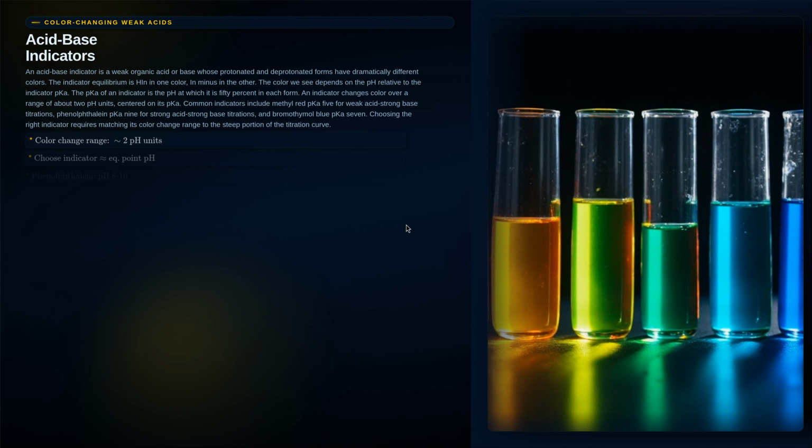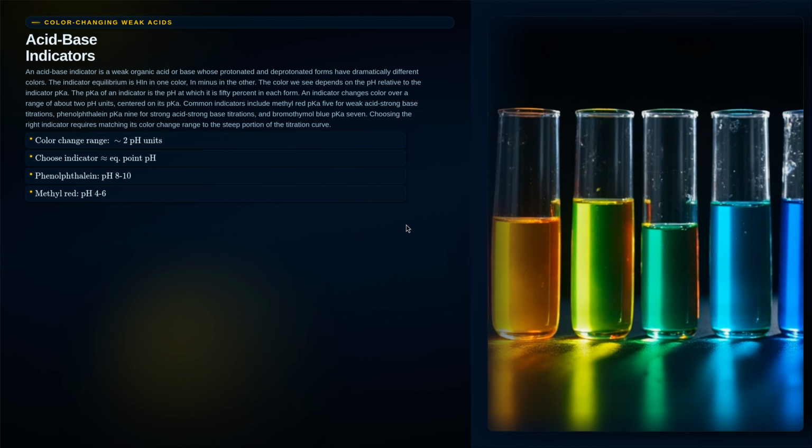An acid-base indicator is a weak organic acid or base whose protonated and deprotonated forms have dramatically different colors. The indicator equilibrium is HIn in one color, In- in the other. The color we see depends on the pH relative to the indicator pKa. The pKa of an indicator is the pH at which it is 50% in each form. An indicator changes color over a range of about 2 pH units, centered on its pKa.